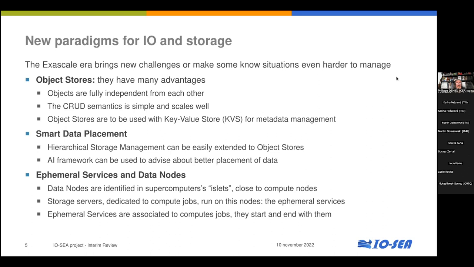Those data nodes are very, very close to the compute nodes embedded in that islet. And we try to use those data nodes by spawning ephemeral services on them. Ephemeral services are basically storage servers dedicated to the compute nodes running in that given islet and used to perform every IO the compute job needs. Ephemeral services do not exist forever. That's the reason why they are ephemeral. And they start with a compute job, or it could be a range of compute jobs.